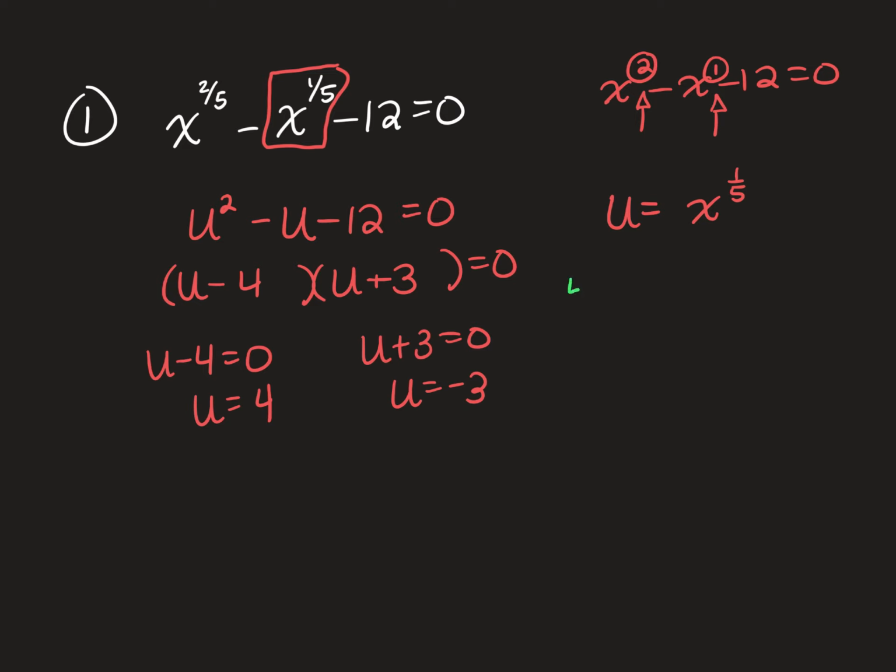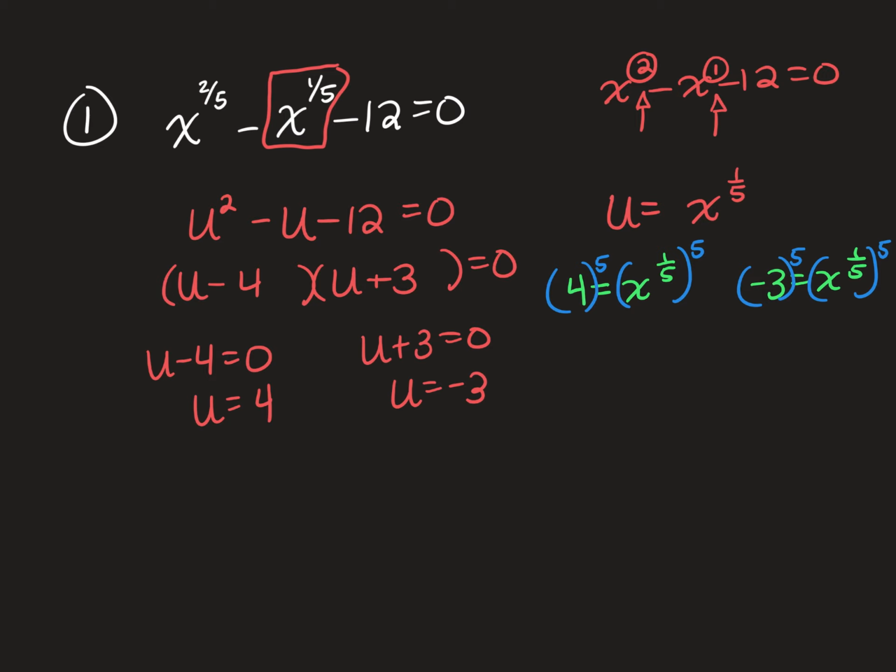So what I'm going to do is I'm going to set up 2 equations. 4 equals x to the 1/5, and -3 equals x to the 1/5. Now I have to solve that. So we need our solution to just be x to the first power. Well, the only way we're going to get that is if we raise x to the 1/5 to the 5th power, because that's going to give us a 1. So that means we have to raise both sides of both equations to the 5th power.